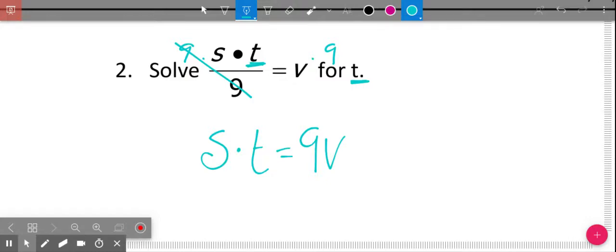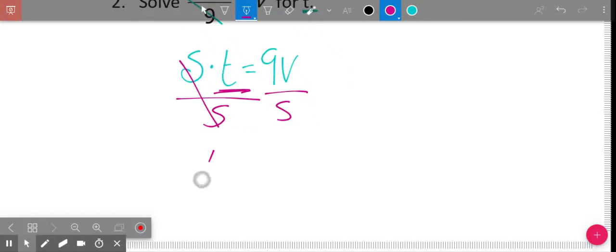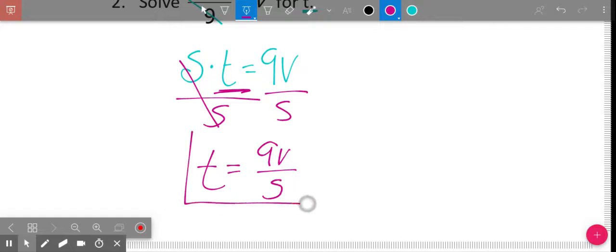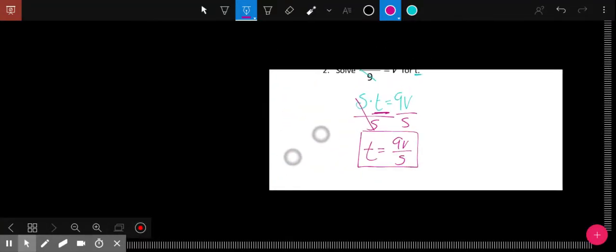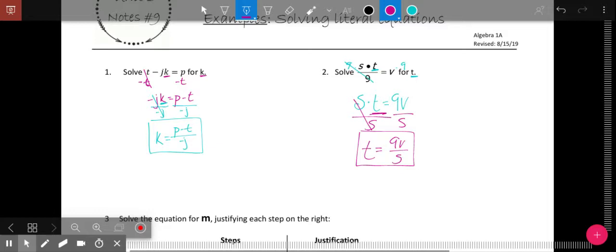Now, from here, we're still trying to get this t all by itself. That's the goal. So I need to get rid of that s. The s and the t are being multiplied. So to get rid of the s, I'm going to divide out the s. The s's are going to cancel, and I'll have t is equal to the 9, the v, and the s, which are not like terms, so I can just write it as 9v over s. And that's going to be my final answer. All right. If you have any questions about those first two, please let me know. Those are going to be very important, maybe for a quiz or a test coming up.